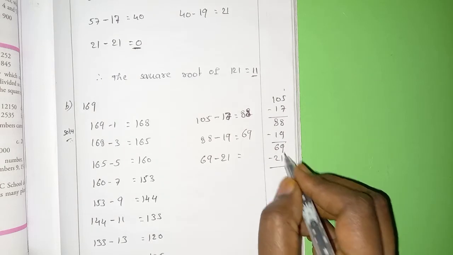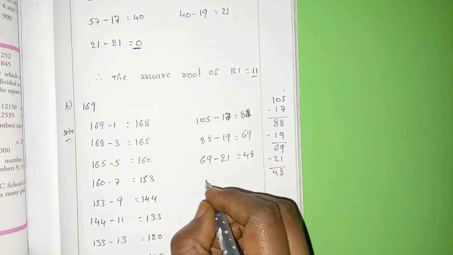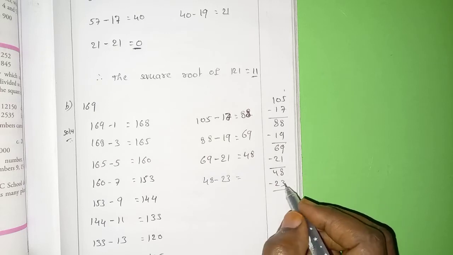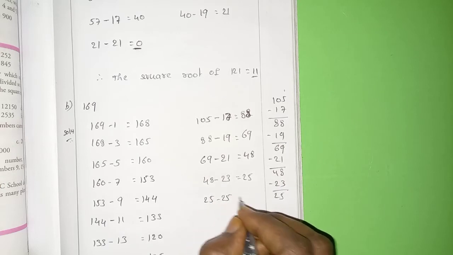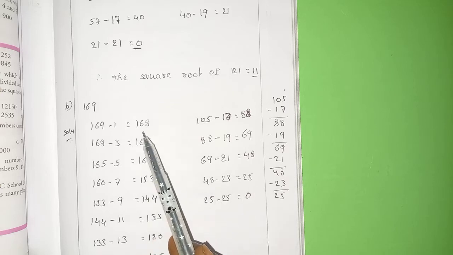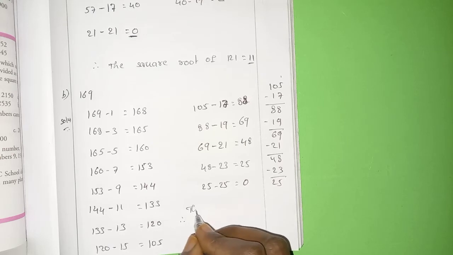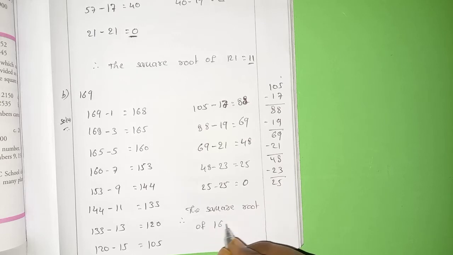Minus 21. 48. 48 minus 23. 25. Next, 25 minus 25, 0. Okay, so how many subtractions have we done? 1, 2, 3, 4, 5, 6, 7, 8, 9, 10, 11, 12, 13. Total 13 subtractions. Therefore, the square root of 169 is equal to 13.